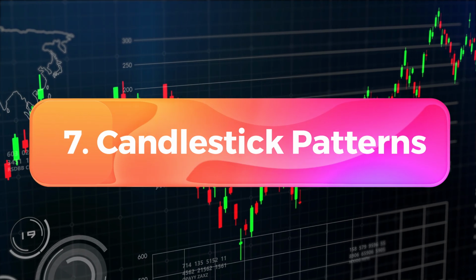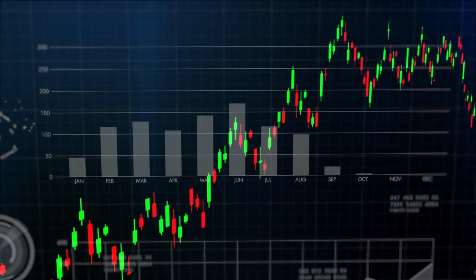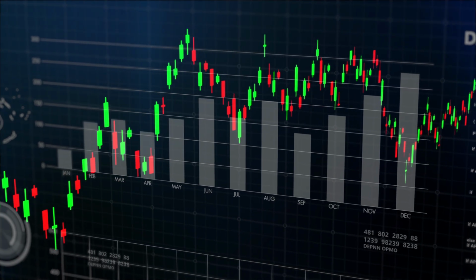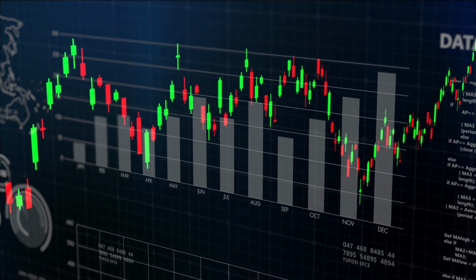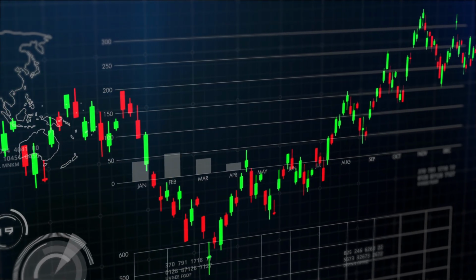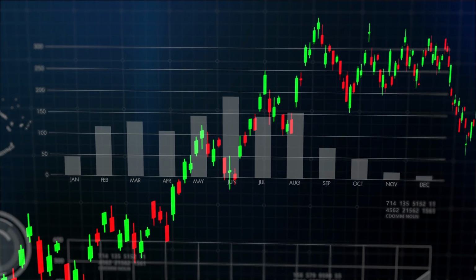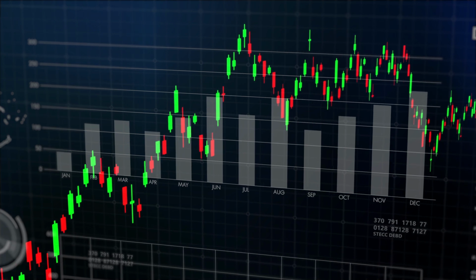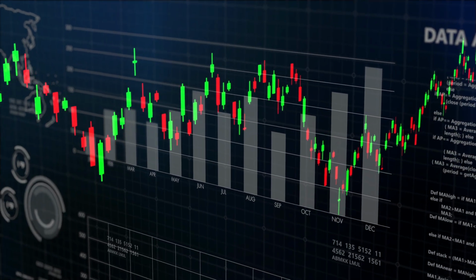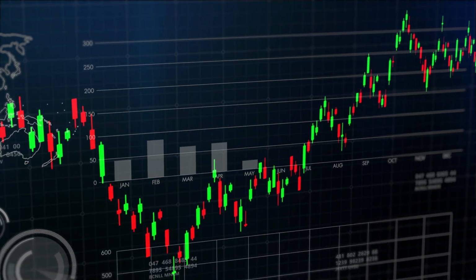7. Candlestick patterns. Engulfing pattern: a reversal pattern where one candlestick completely engulfs the previous one. A bullish engulfing signals a potential buy, and a bearish engulfing signals a potential sell. Doji indicates market indecision and often precedes reversals or breakouts. Hammer and hanging man: hammer is bullish, while hanging man is bearish. Both indicate potential reversals near support or resistance levels.